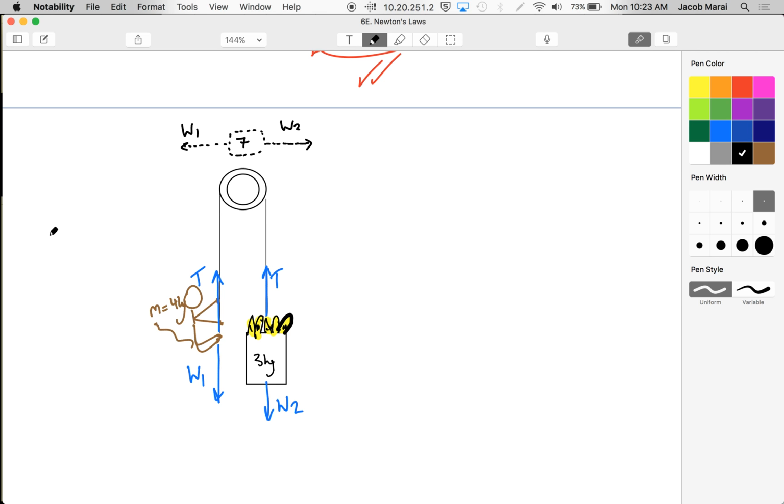Okay? You might need to assign a convention. Let's just say that the banana weight is positive and the monkey weight is negative. Doesn't really matter which way you assign your convention. The monkey's going to win out by a kilo's worth of mass.